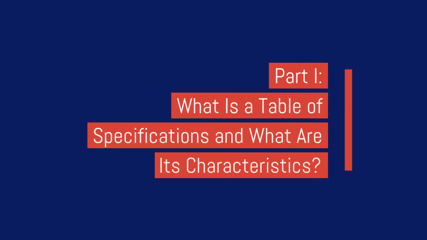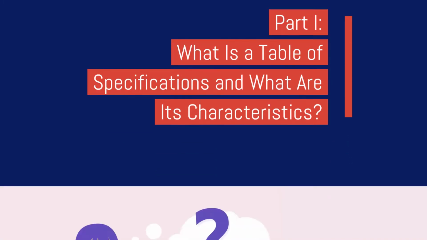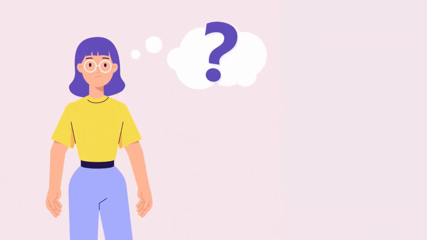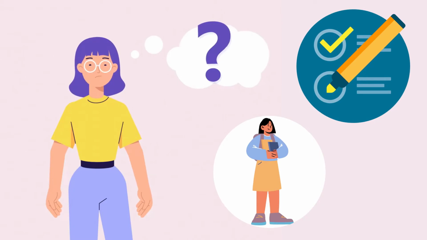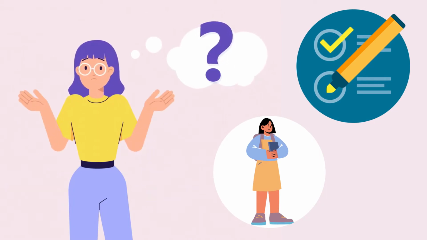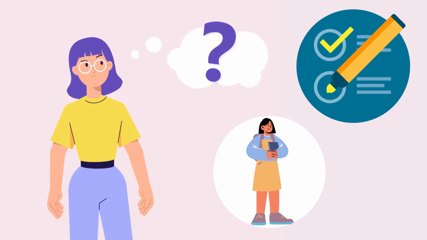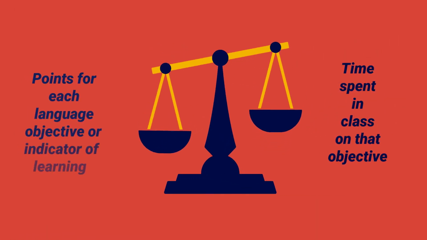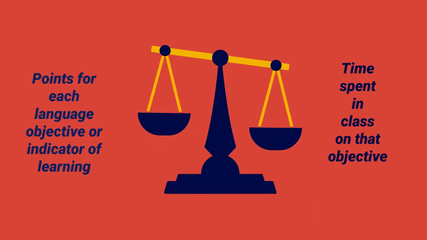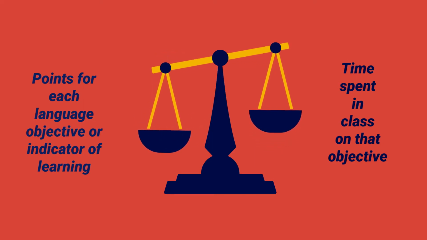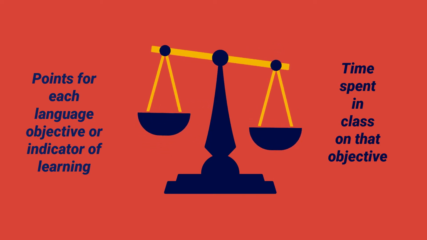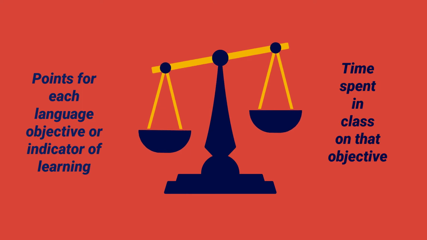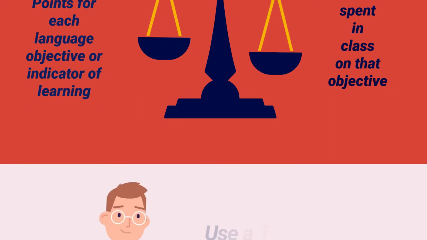Part 1. What is a table of specifications and what are its characteristics? Angela needs to design a test for her group of 5th graders in a public school, but is not really sure how to go about it. She's wondering how to construct it so that there is a balance between the points assigned to each language objective or indicator of learning and the time spent in class working on that objective.